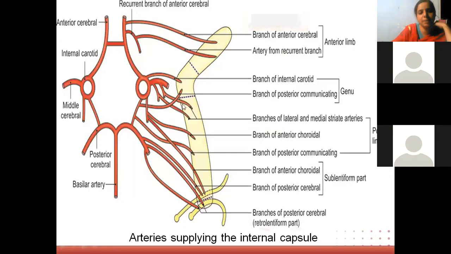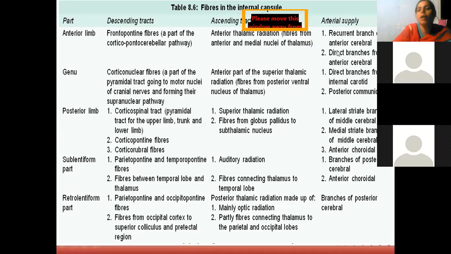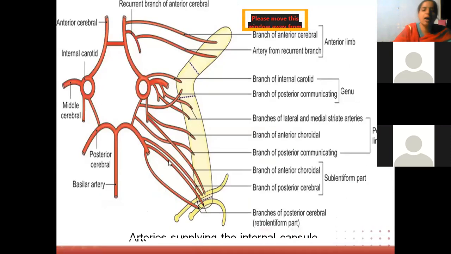Okay. Then coming to the blood supply of the internal capsule. See here, this is the anterior limb, this is the genu, and this is the posterior limb. The anterior limb receives blood supply from a branch of the anterior cerebral artery and the recurrent branch of the anterior cerebral artery. Then this is the genu. The genu receives blood supply from a branch of the internal carotid and a branch of the posterior communicating artery. Then this is the posterior limb. The posterior limb also has so many branches. Whatever branches are named here, you practice this diagram for sure, because the blood supply of the internal capsule will also be specified in your question. You are supposed to specify this diagram, and in the table all the branches are given. The last part of your table gives you the names of the blood vessels. The same things are drawn here.